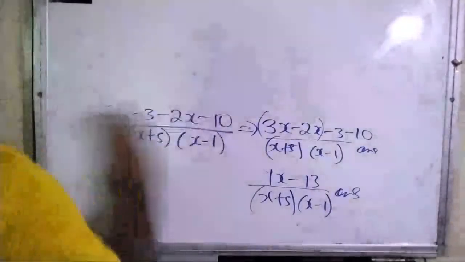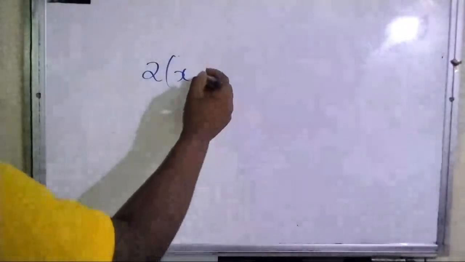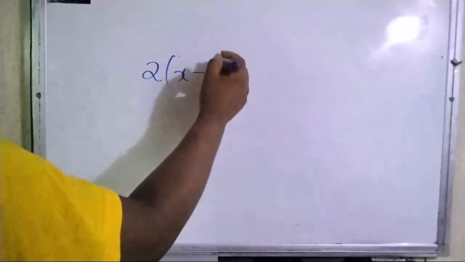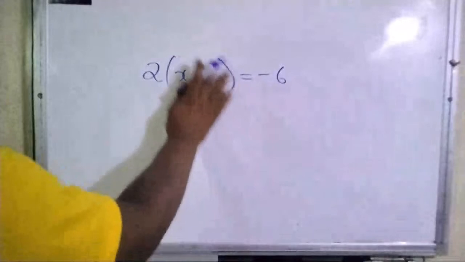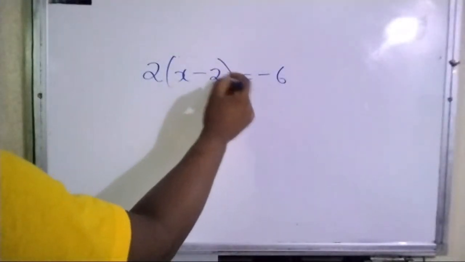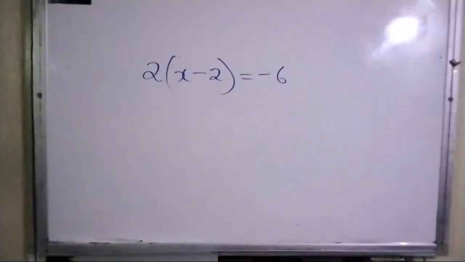Alright, watch here again. If I get this, I have to maximize the marks. Let's go. Work with me, guys. Keep up with me. So we have 2 bracket x minus 4 equals minus 6. What will be the value of x for this? 2 bracket x minus 2 equals minus 6. What's the value of x right there? Let's go. We have few minutes, guys.